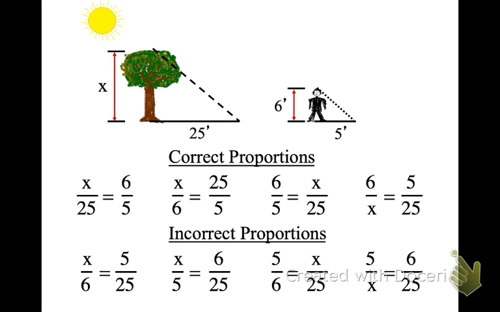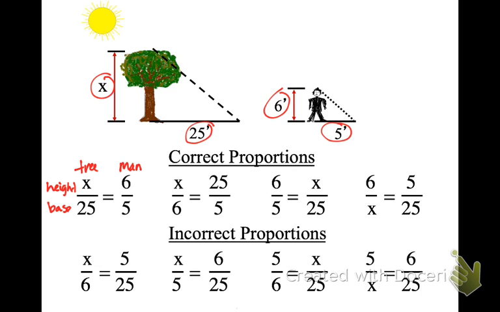Okay, I'll come right here. All right. So what this is really saying is there's a lot of different ways to set up a proportion. You can see right here, notice x and 6 are both talking about the height. And 25 and 5 are both talking about the base. The first fraction refers to the tree, and the second fraction refers to the man. So as long as you're straight all the way across, all the way up and down, that's okay.